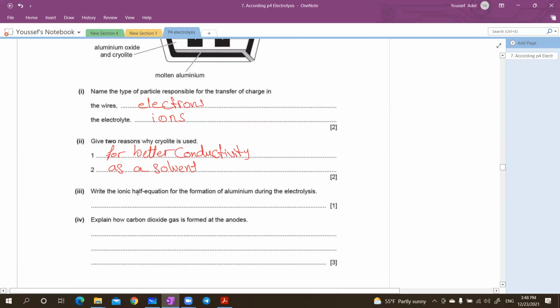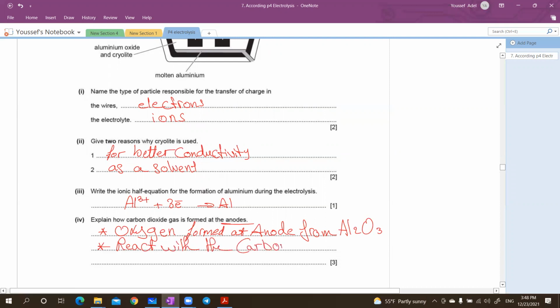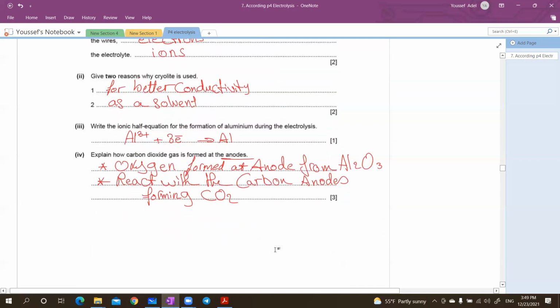The ionic half equation for the formation of the aluminum: aluminum ions will gain 3 electrons to change to aluminum atoms. How is carbon dioxide formed at the anodes? Actually, there is oxygen formed at the anode from the oxide ions that will be discharged at the anode, from aluminum oxide. It will react with the carbon anodes, forming carbon dioxide gas. So the anodes will break down and we must replace them frequently.